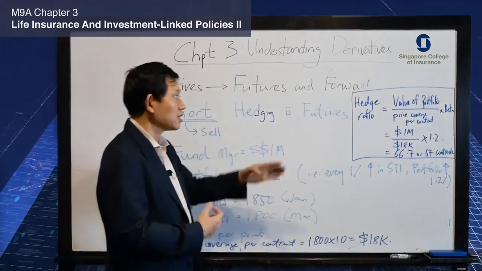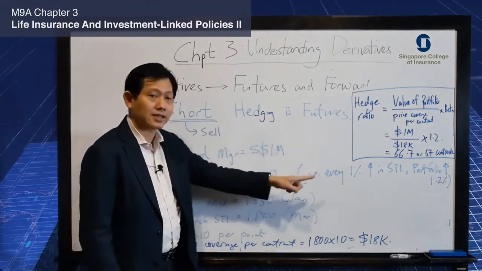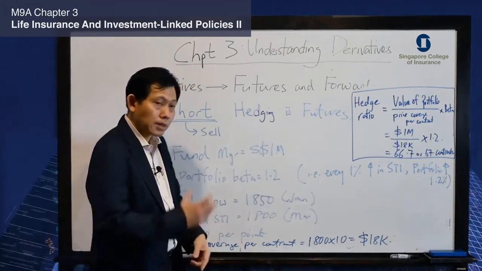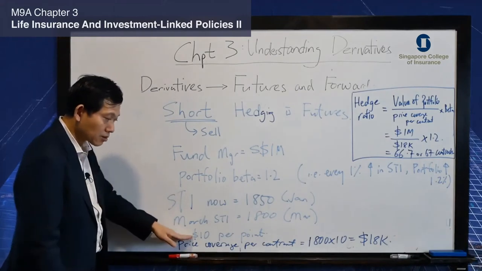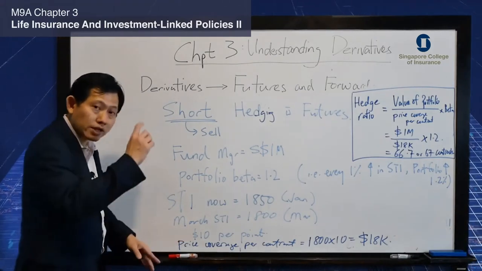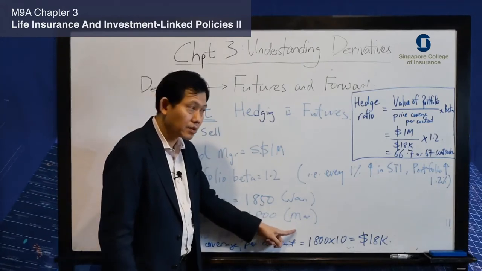What are these contracts? These are future contracts. What is the underlying asset? The STI index. What is the price per point of the STI index? $10 per point. When is the delivery date? In 2 months' time. Alright?